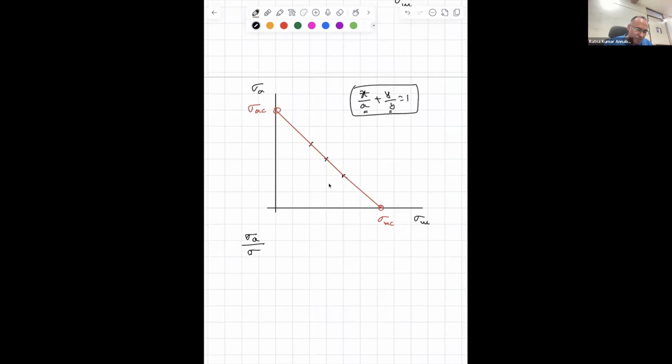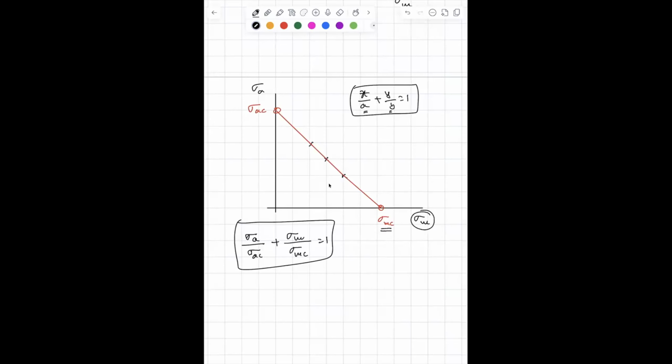Sigma m by sigma mc plus sigma a by sigma ac equal to 1, right? The x-axis is sigma m, the x-intercept is sigma mc, and the y-axis is sigma a, the y-intercept is sigma ac. To make it more realistic, we know that on the x-axis sigma a equals 0, so this should actually be sigma UT, or SUT.